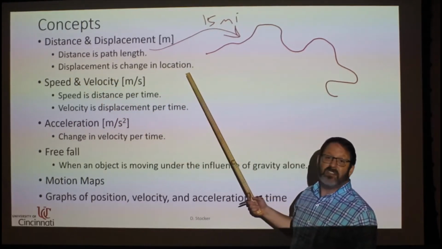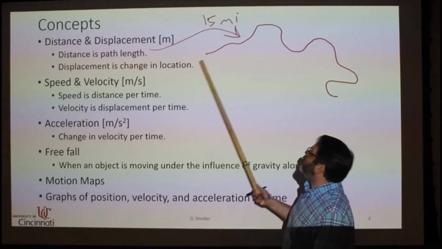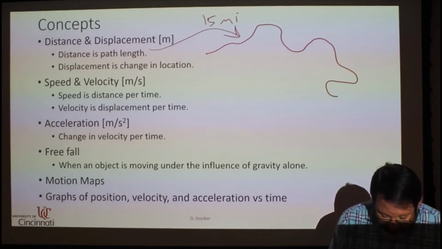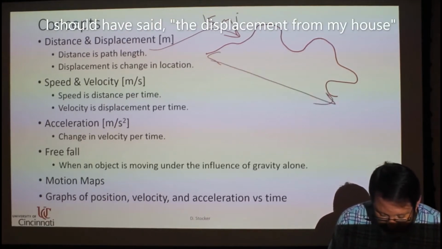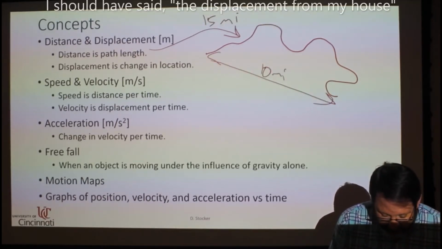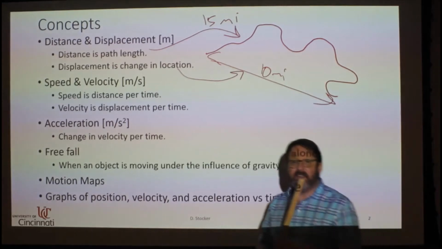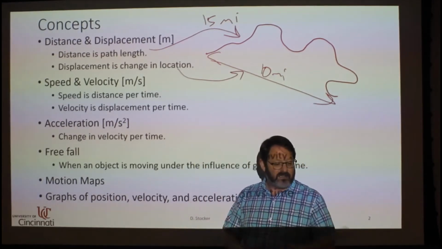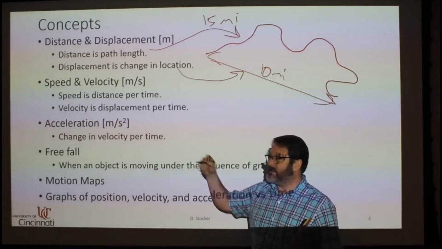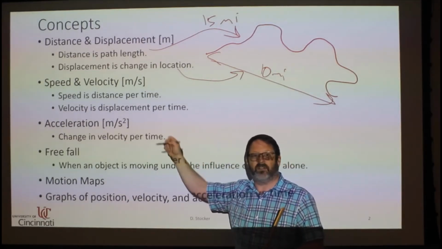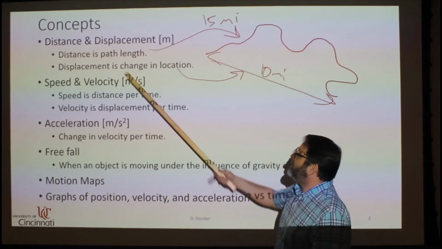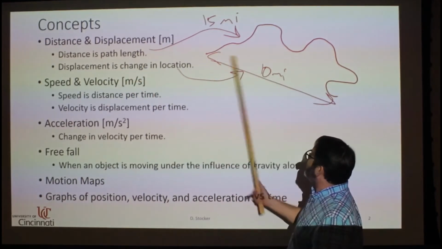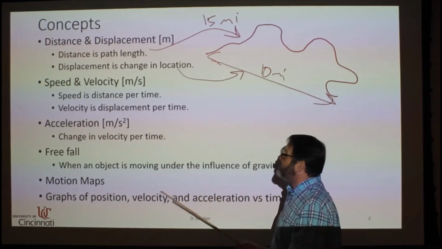Displacement is a change in location. So if it's 15 miles this way, actually the distance from my house to my work is only 10 miles. A displacement is from start position to end position: how far did you go? Distance is if I count every step along the way. So distance is a path length, displacement is just your change, initial location and final location.